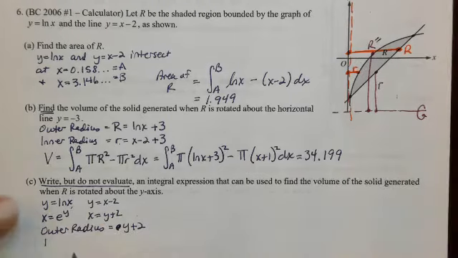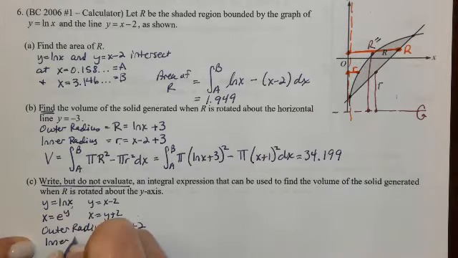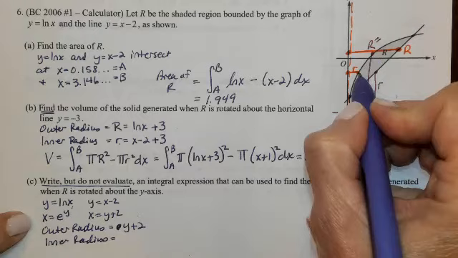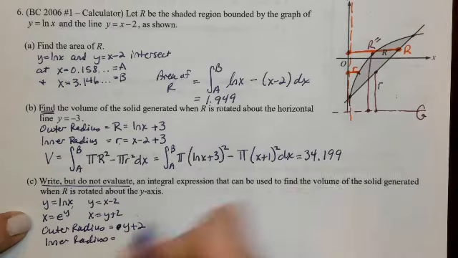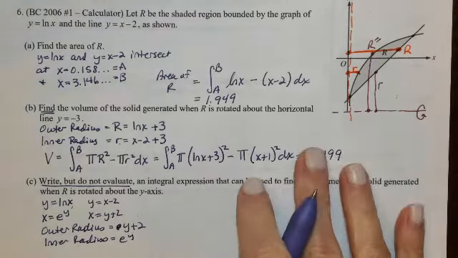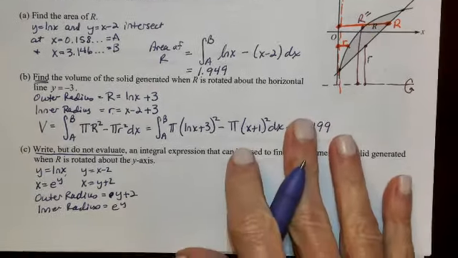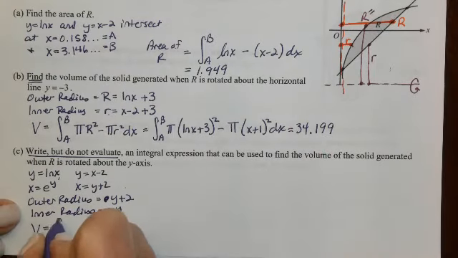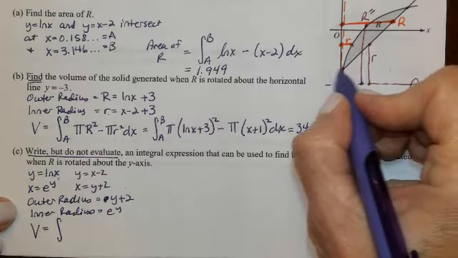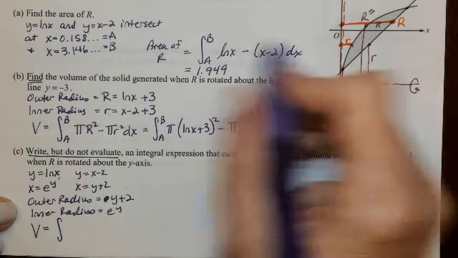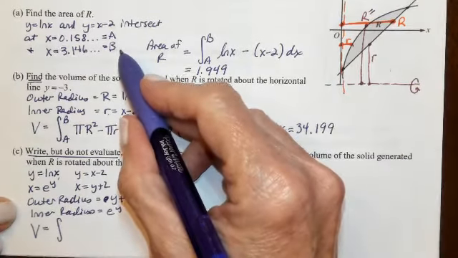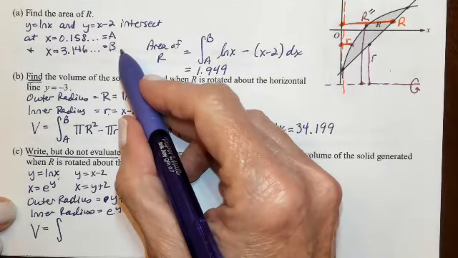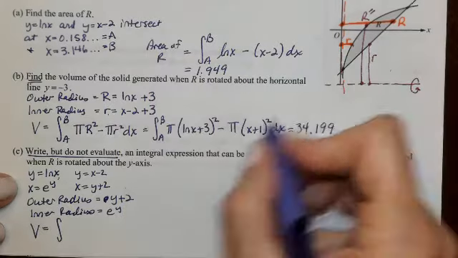And the inner radius will be the curve, right? The curve minus 0, so e to the y. And so my volume will be the integral from c to d. Oh boy, we did not get the y values when we found those intersection points, did we? That's unfortunate, but we can go and do it now.